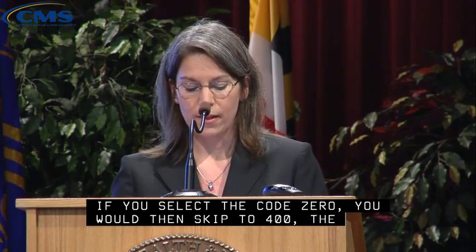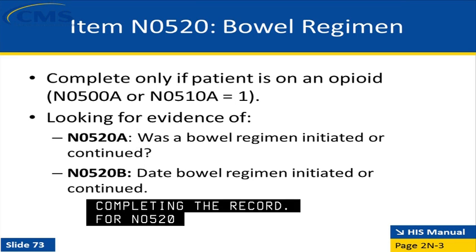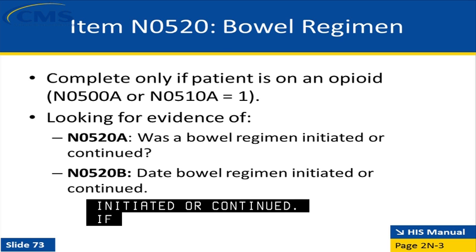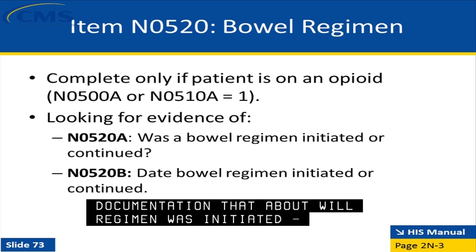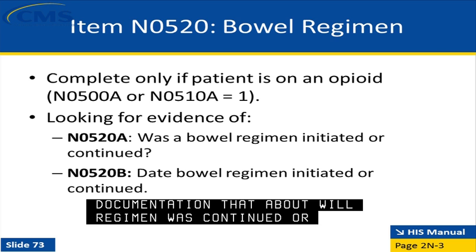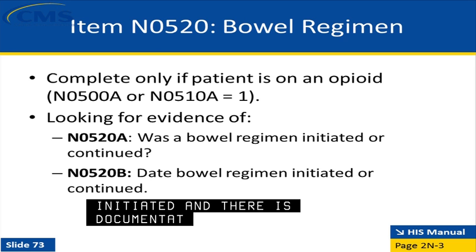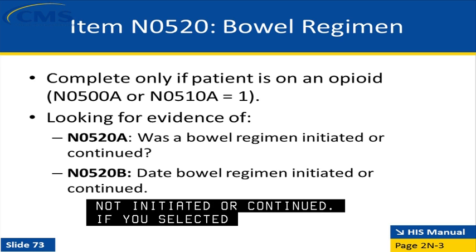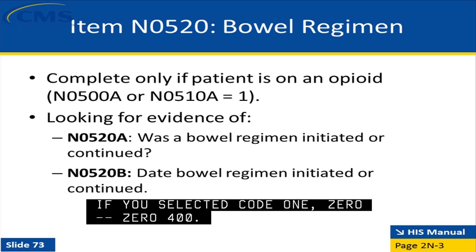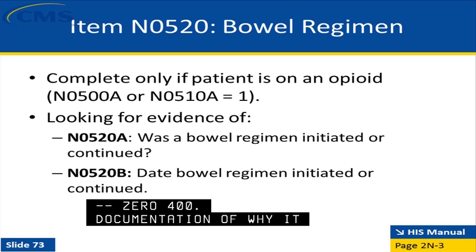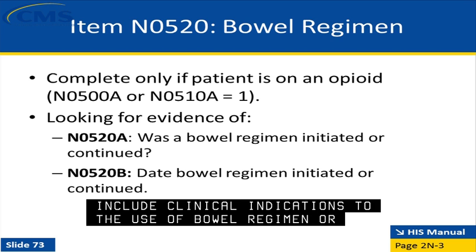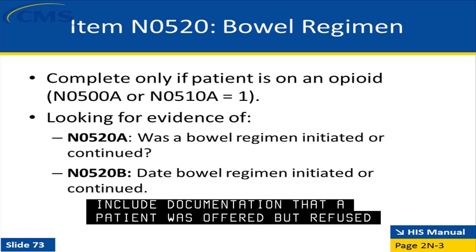For N0520A, you would select a code 1, no, but there is documentation of why a bowel regimen was not initiated or continued, if there's no clinical record documentation that a bowel regimen was initiated or continued, and there is documentation as to why it was not initiated or continued. If you selected a code 1, you would then skip to item Z0400. Now, documentation of why a bowel regimen was not initiated or continued could include clinical contraindications to the use of a bowel regimen, or it could include documentation that a patient was offered but refused a bowel regimen. We'll get into the specifics of this item in just a moment. We'll get into some additional details.